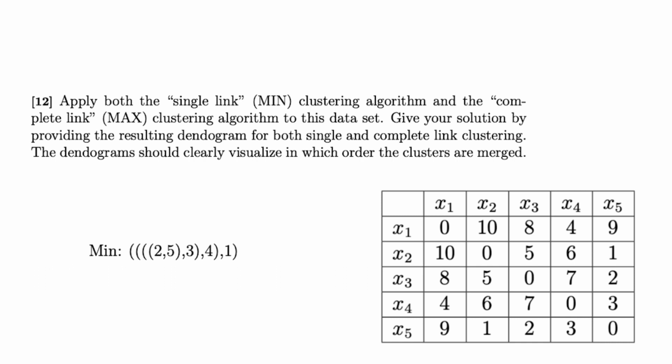Afterwards, you still pick the minimum value from these distances. The minimum value being 4. So I'm going to merge C1 and C4. Now, when I move to the next step, I'm going to have C1, which is going to be x1 and x4. C2, which is going to be x2 and x5. And C3, which is going to be x3. And obviously I'm going to have C1, C2, C3 here.